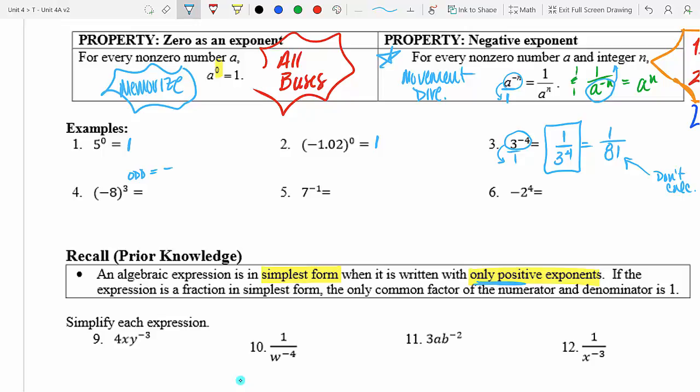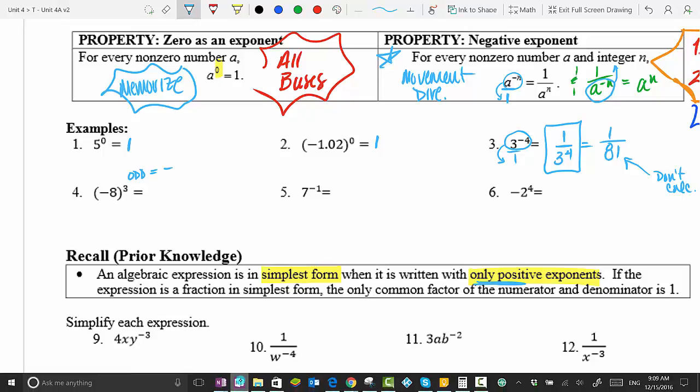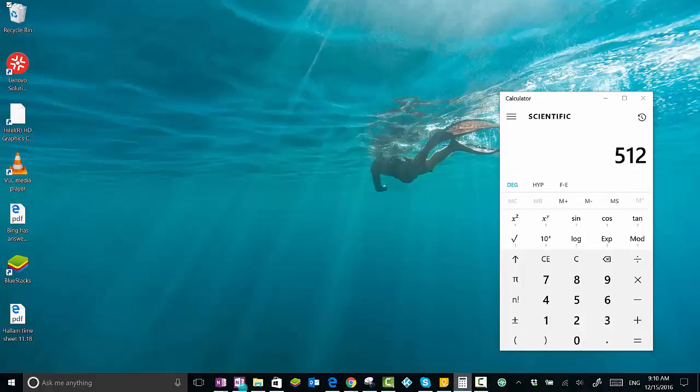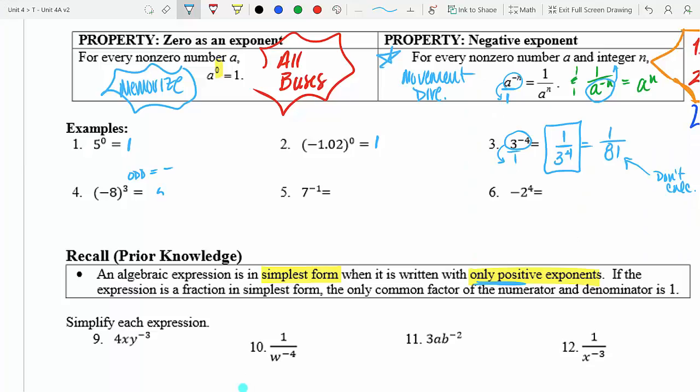So I'm going to take that. We said it was 512, correct? I think I already forgot. Yep, 512. So this is going to be 512. And its result will be negative. That's how I'd like you to address that.